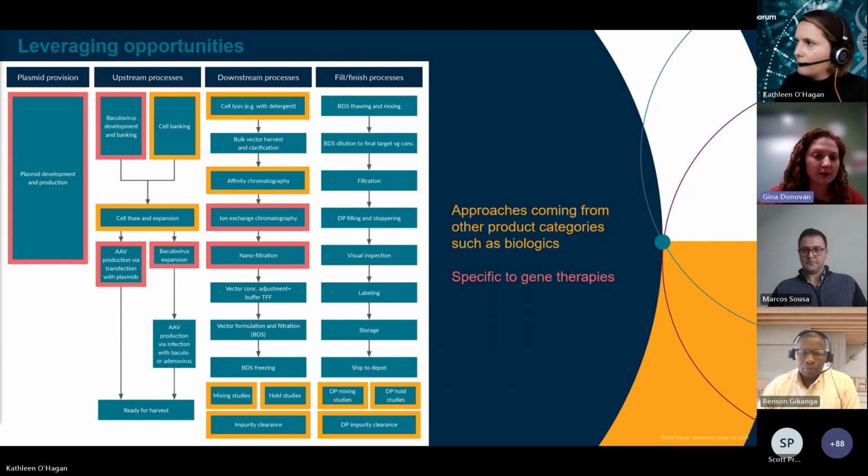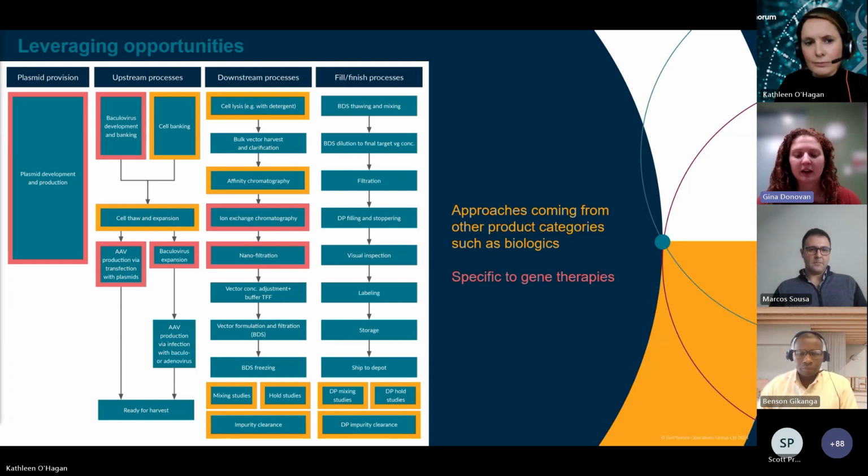So again, continuing with the gene therapy examples, we put together a high-level process flow and looked at what might be applicable and what approaches we might be able to apply from other biologics like mAbs. And we outlined those in orange. So you'll see things like cell lysis, affinity chromatography, cell thaw, and impurity clearance. Those are things where we can take our learnings from mAbs and really apply them to the gene therapy space and hopefully get a robust platform going.